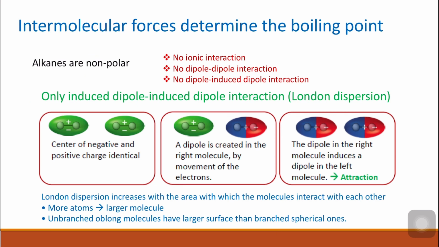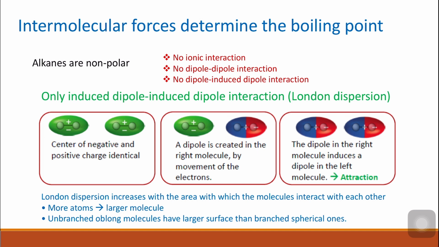The intermolecular forces in a molecule will determine the boiling point. We know that alkanes are nonpolar, so there is no ionic interaction, there is no dipole-dipole interaction, and there is no dipole-induced dipole interaction. But the only type of interaction you can find in alkanes is called induced dipole interaction, or we call it London dispersion.